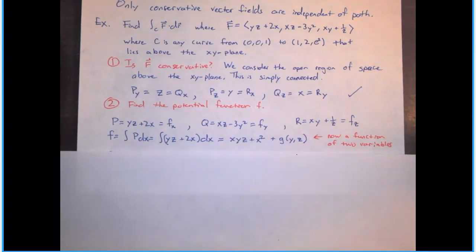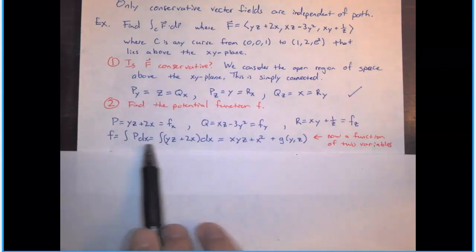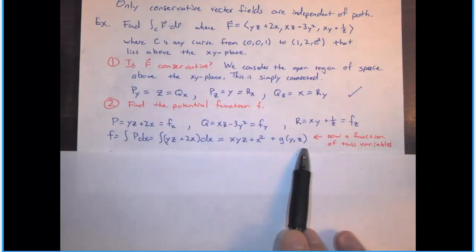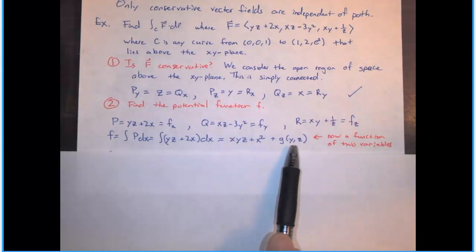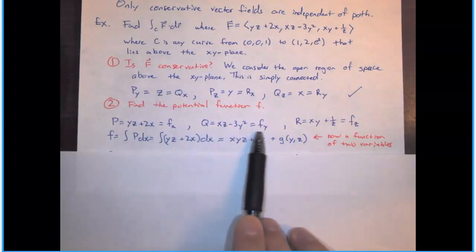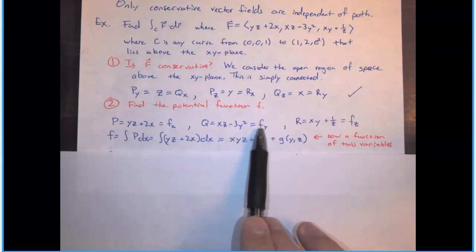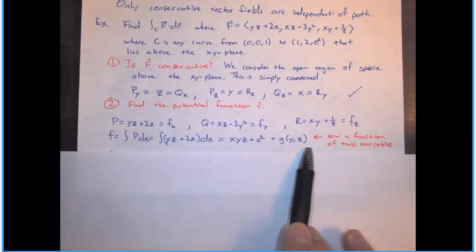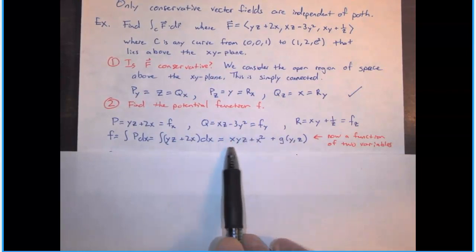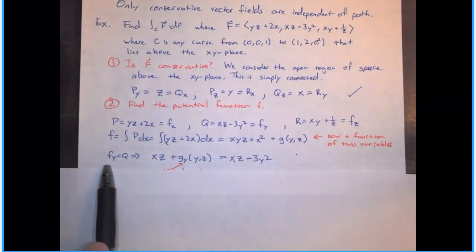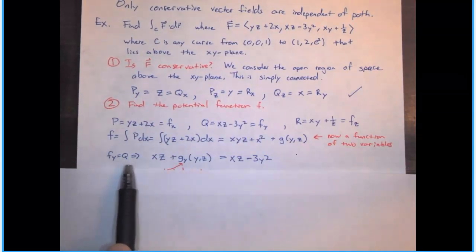So now I proceed as I did before. I'm going to take a partial derivative of my potential function and set it equal to another component. I have two choices. I could take a partial derivative with respect to y or with respect to z, but let's just take a partial derivative with respect to y. That's going to give me the partial derivative of f with respect to y, because this expression is f. This is my potential function. So I'm going to take this partial derivative, set it equal to q. Right? The partial derivative of f with respect to y equals q.